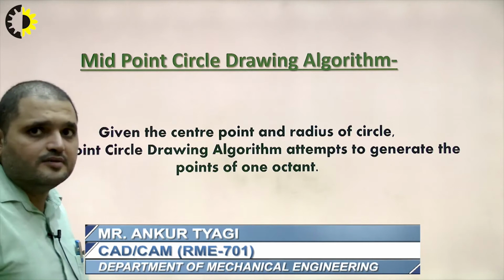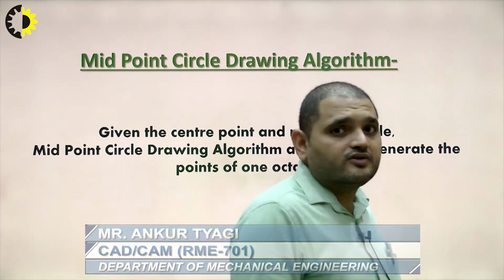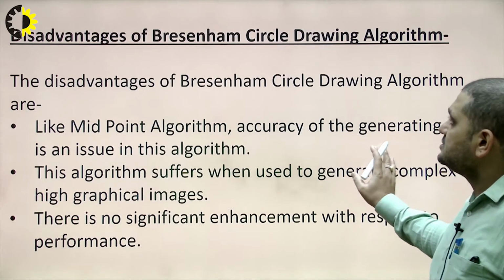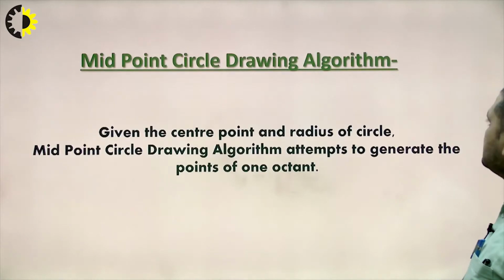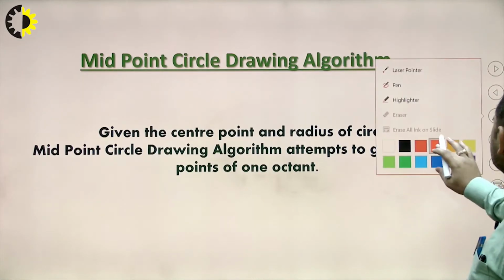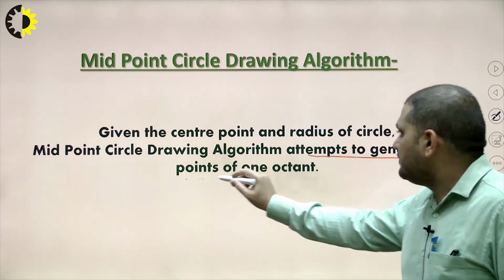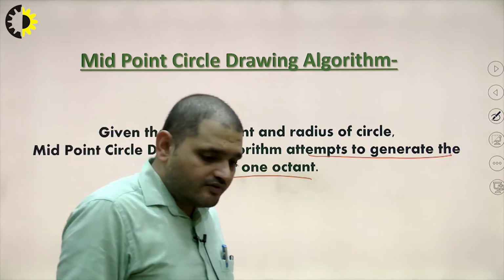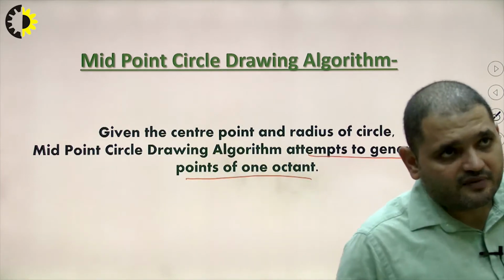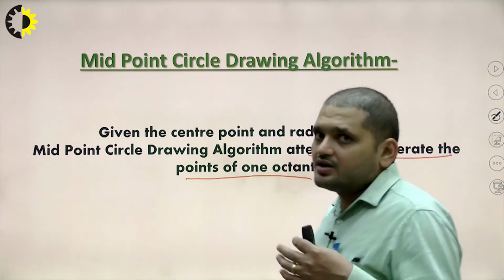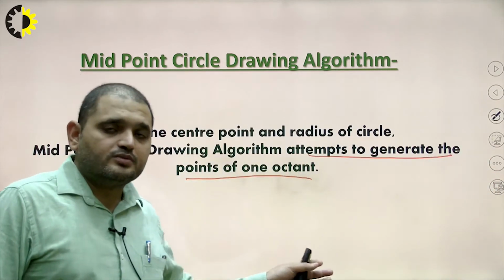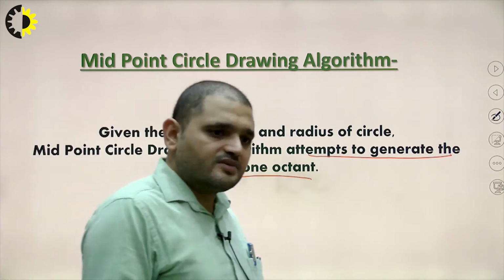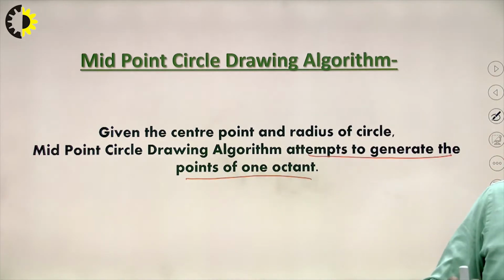Given the center point and radius of a circle, the midpoint circle drawing algorithm attempts to generate the points of one octant. Same as in the case of Bresenham's algorithm, which also generated the points of one octant, with the help of geometric symmetry we can find out the points of other octants also. Okay, so the same we are doing in this midpoint circle algorithm. We will generate the points of one octant only, and with the help of symmetry we can generate the points of other octants or quadrants.